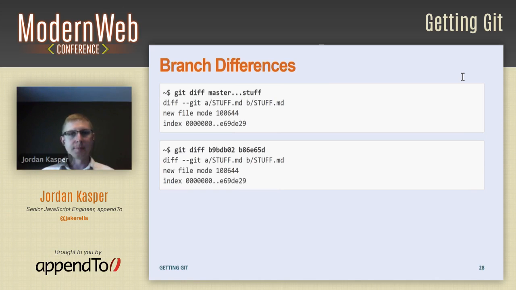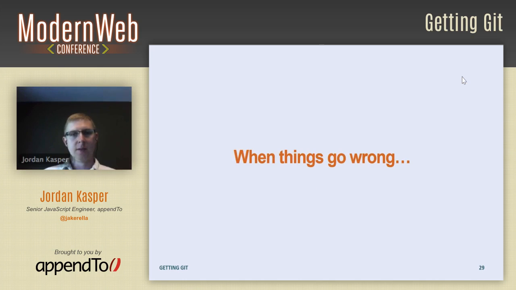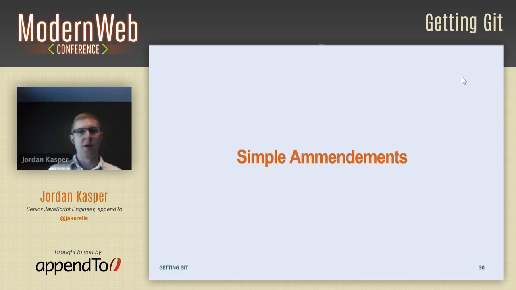All right. I'm going to press forward, and we're going to go into our next section, when things go wrong. And as we all know, things go wrong all the time. There's lots of different ways that things can go wrong, and lots of different ways that you're going to need to correct them. So we're going to go over a number of those things. First of all, are just really simple amendments. So amendments are to commits.